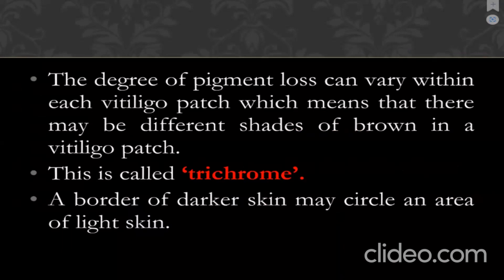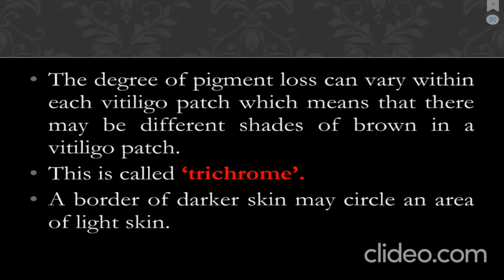The degree of pigment loss can vary within each vitiligo patch, which means that there may be different shades of brown in the vitiligo patch. This is called trichrome. A border of the darker skin may circle an area of light skin.